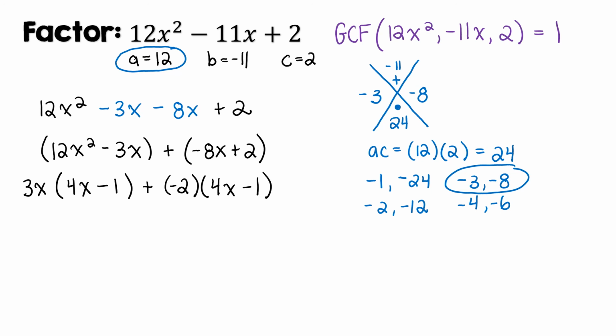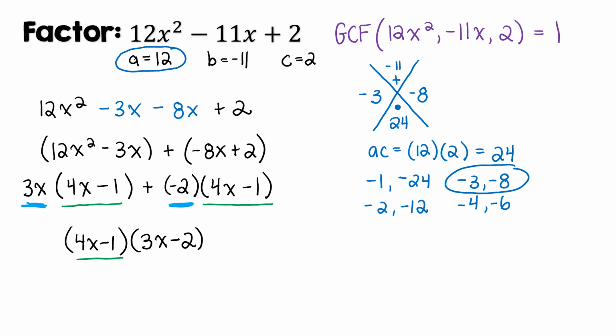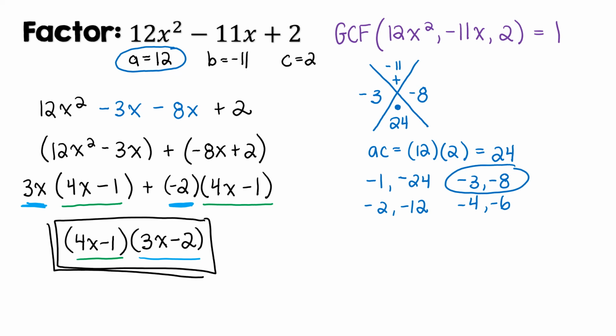Now I'll look for the greatest common factor between each of my groups, which is that 4x minus 1. So I can factor out my 4x minus 1, and after I do that, I'm left with 3x minus 2. So the factored form of my original expression is the quantity 4x minus 1 times the quantity of 3x minus 2.